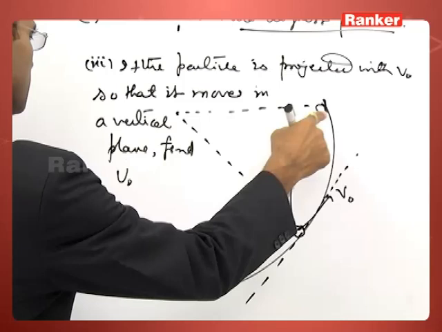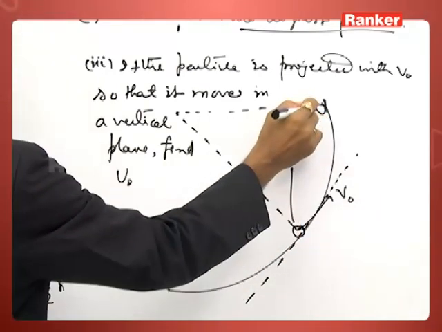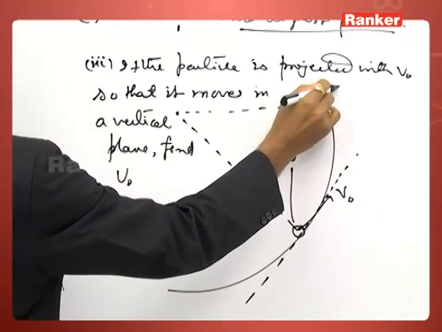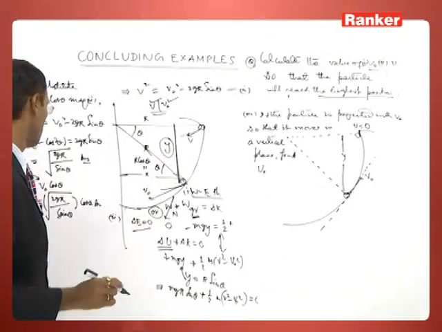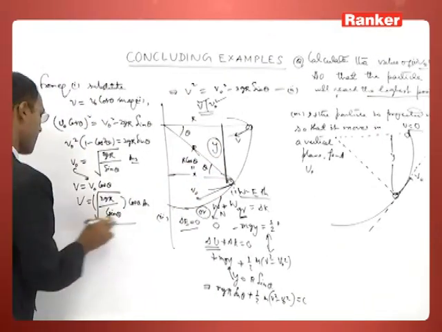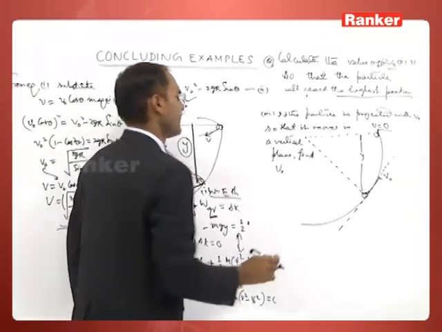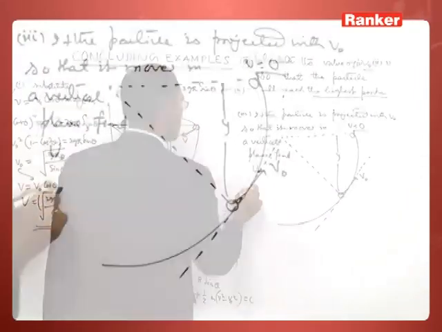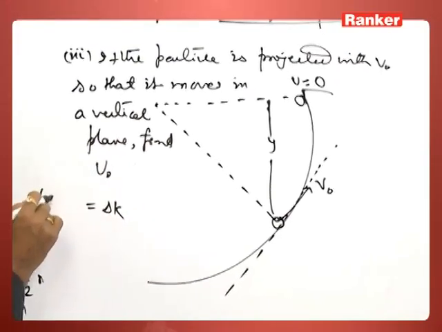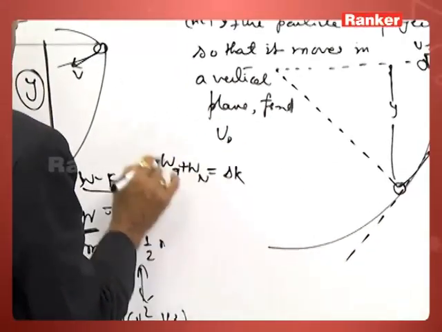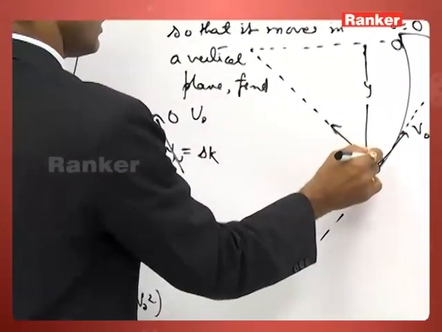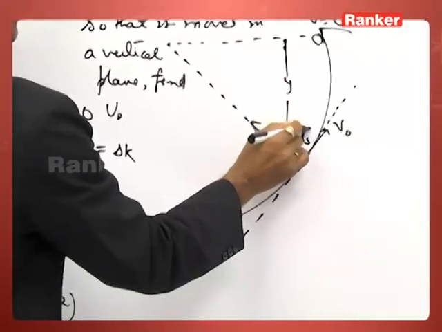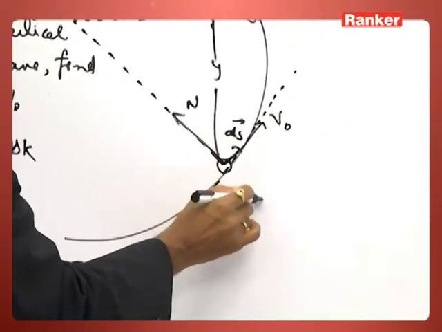By energy conservation, you can get the answer. To go to the highest position, its entire velocity will be adjusted. So the final velocity will be 0 instead of a non-zero value. Here the change in kinetic energy will be equal to work done by gravity plus work done by normal reaction. Normal reaction does not perform any work because normal reaction is perpendicular to the displacement.